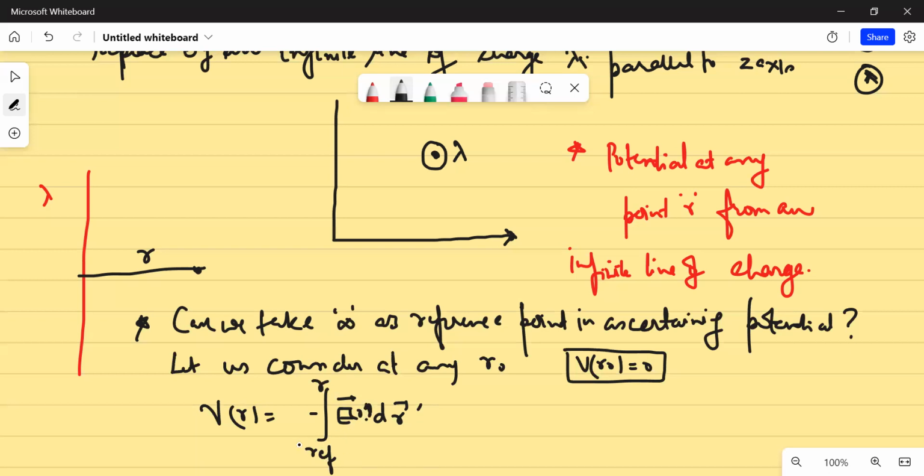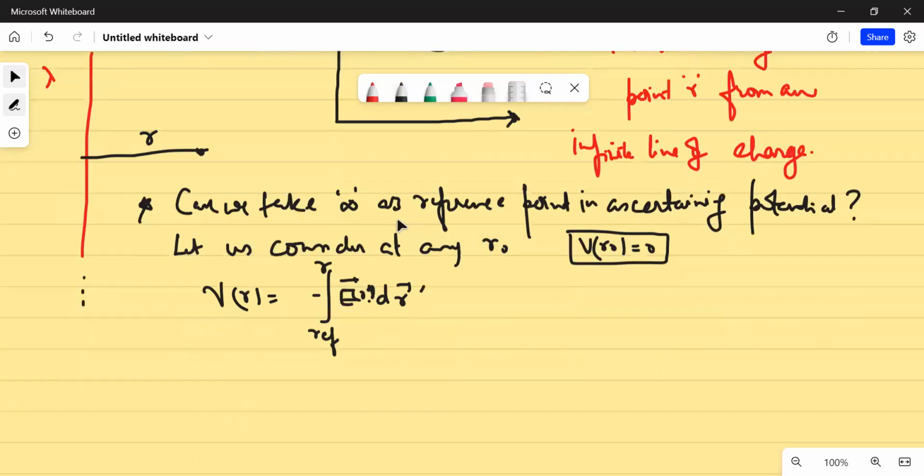ठीक है, समझ में आया? यहाँ usually infinity रखा जाता था, but because now we cannot take infinity as a reference point because this is extending till infinity. Is that clear? Yes sir. Okay, so I'll use this term r naught.